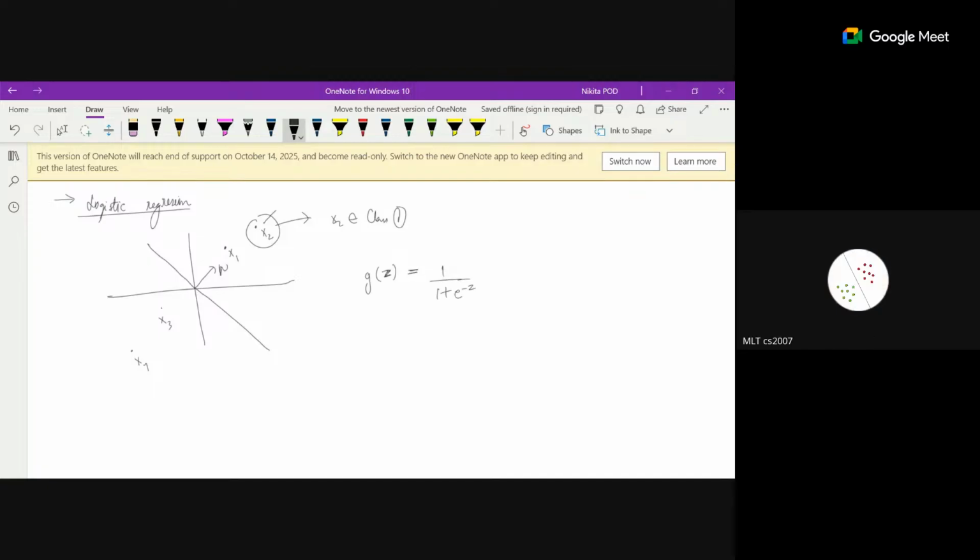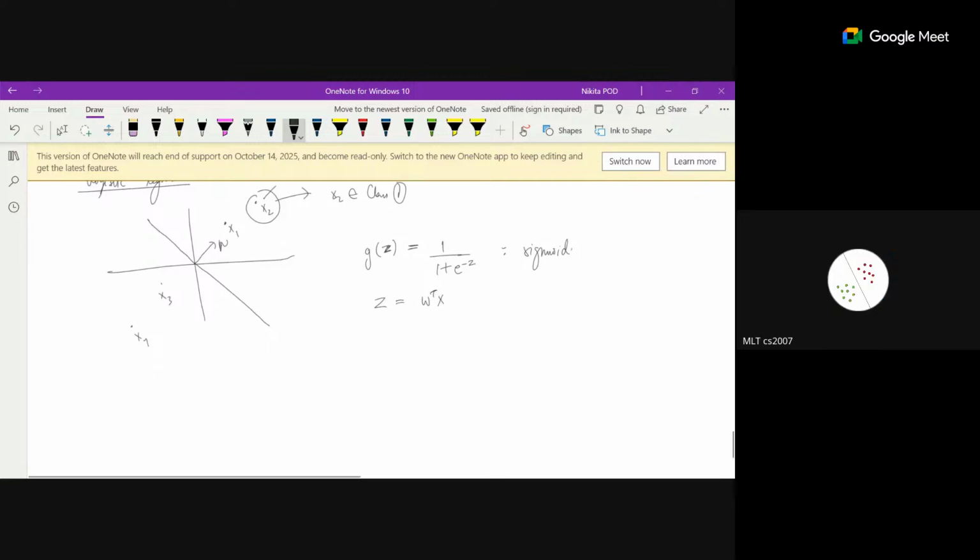Right. And z is W transpose x. This is the sigmoid function. Now if we take z to be W transpose x, do we need x and y both? You have to put W transpose x and y, Xi and Yi? No.